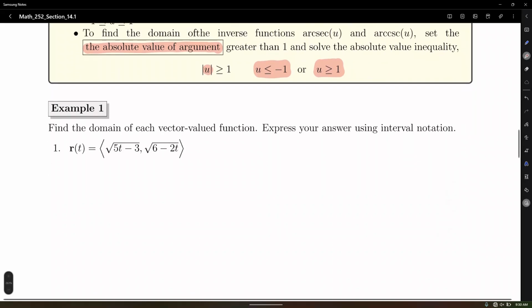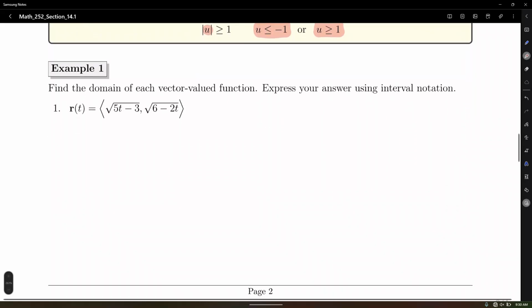All right, let's have a look at some exercises, quite a few actually. Find the domain of each vector valued function and express your answer using interval notation. Okay, so r of t equals the square root of 5t minus 3 and the square root of 6 minus 2t. Let's find the domain of the two functions separately.